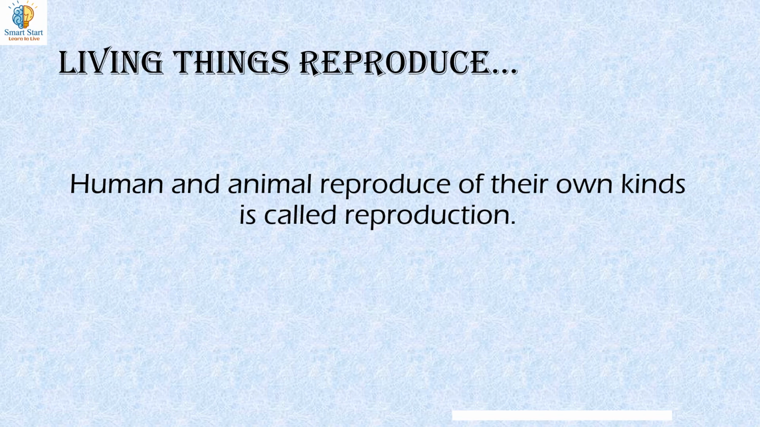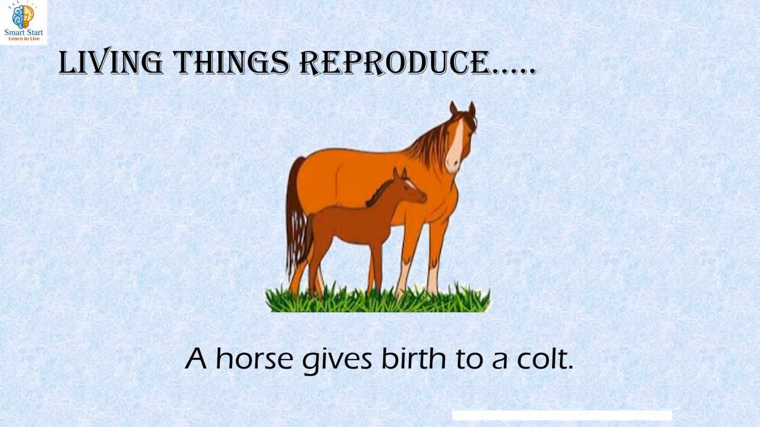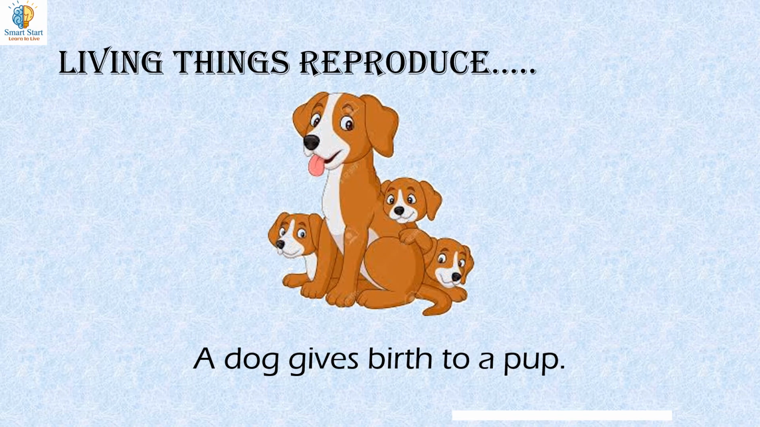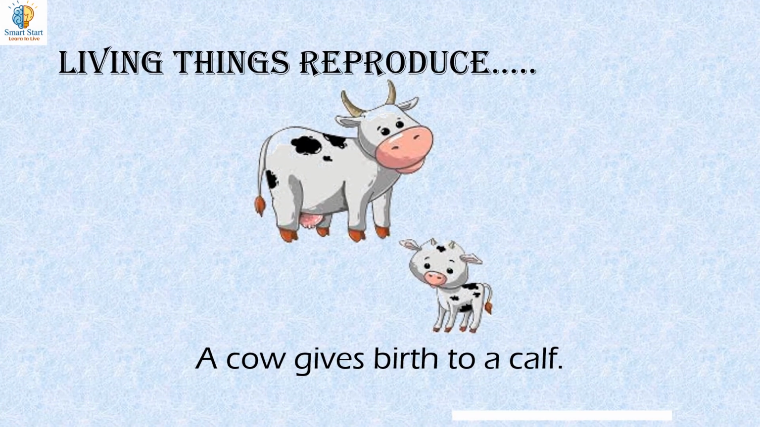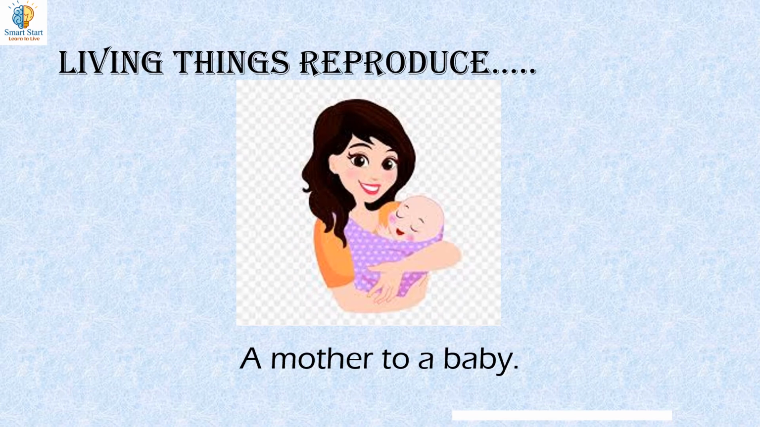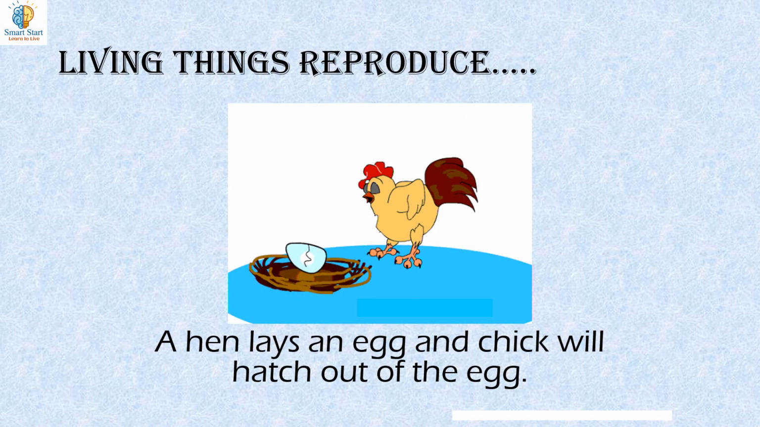Humans and animals reproduce their own kinds in reproduction. A horse gives birth to a colt. A dog gives birth to a pup. A cow gives birth to a calf. A kangaroo gives birth to a joey. A mother gives birth to a baby. A hen lays an egg and a chick will hatch out of the egg.